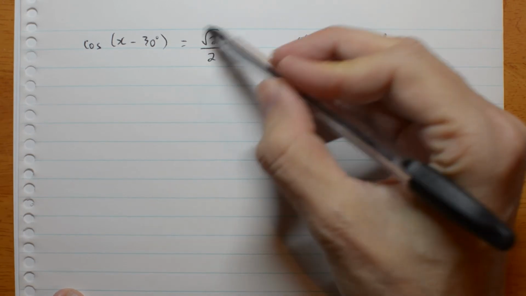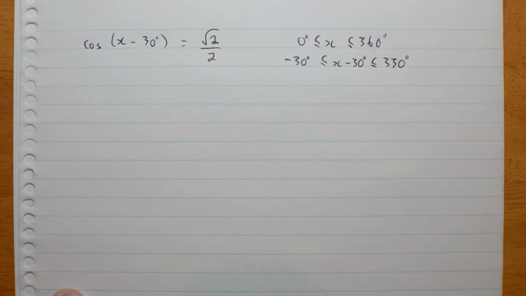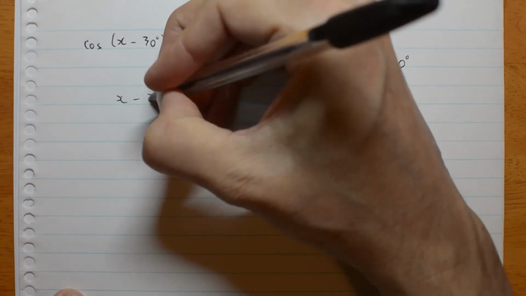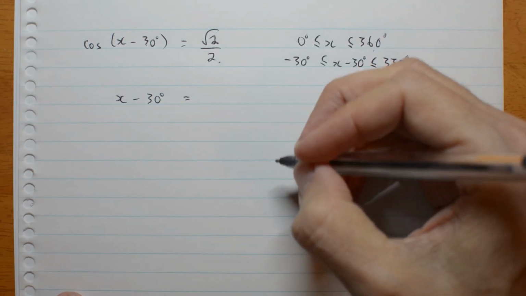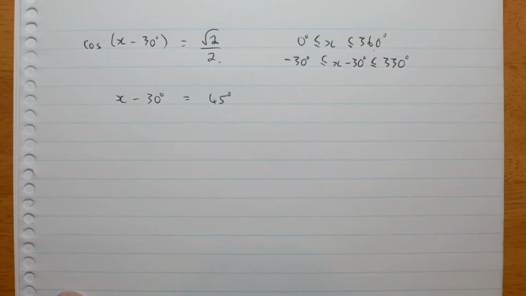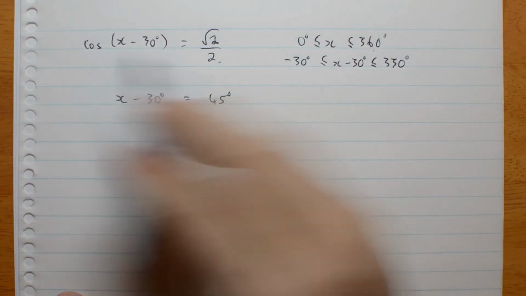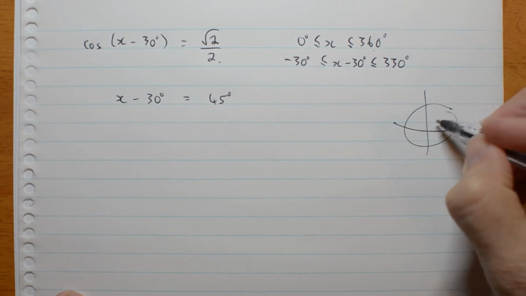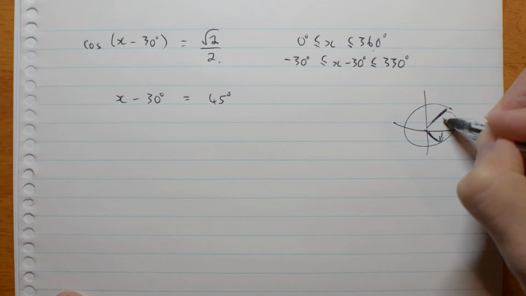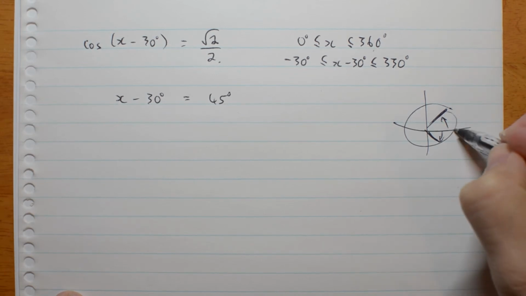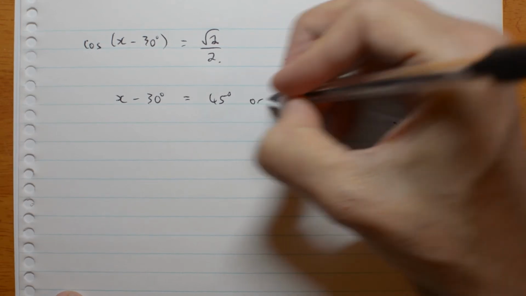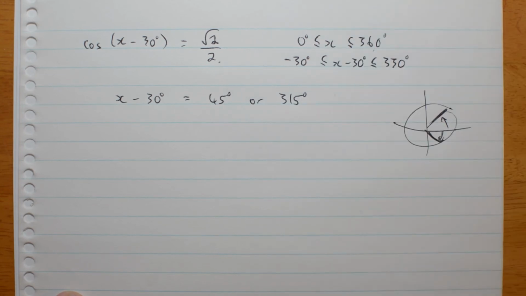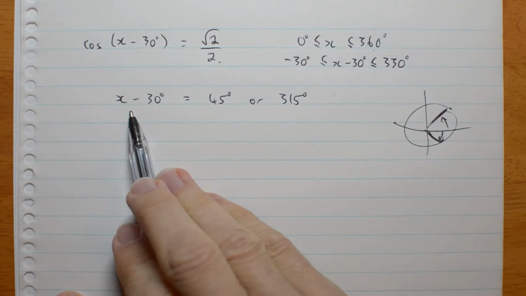Okay, root 2 on 2 is going to give me 45 degrees. That's really 1 on root 2 from the 45 degree triangle. So that means x minus 30 degrees, my base angle will be 45 degrees. There's another solution. Where's the other one? I'm looking at cos. So if one solution is here, then the other is down here. So that's 360 take away 45, which is 315 degrees. This is x minus 30.